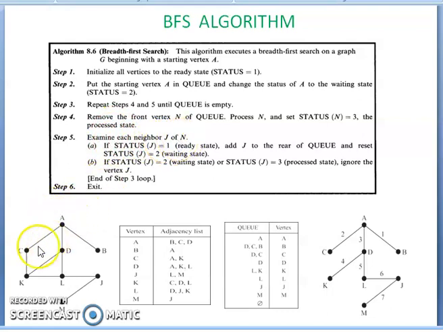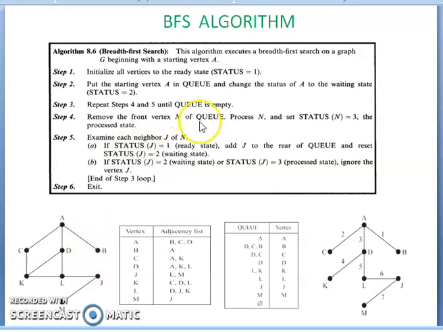What are the neighbors of A? B, C, D. First you place B, next you place C according to the order, and lastly you place D by using the rear pointer. So now the front of the queue is B. Once we examine each neighbor, B, C, D, consider the status of B first.